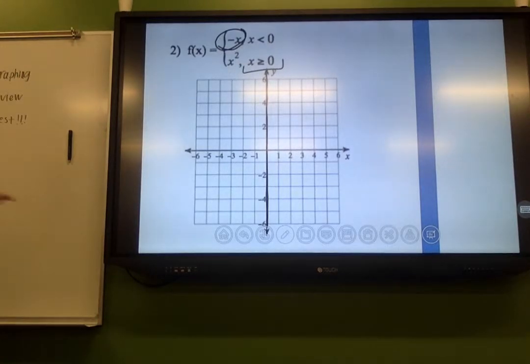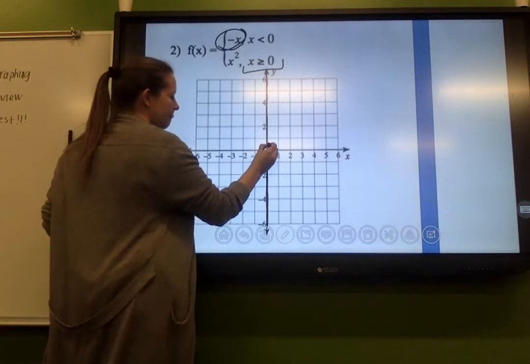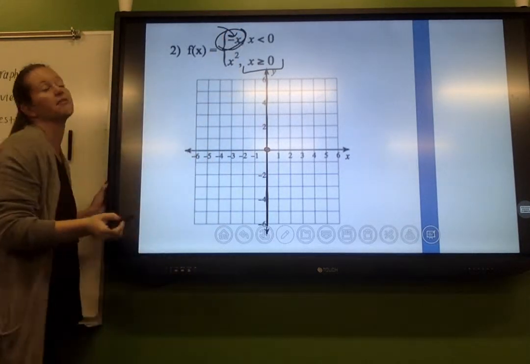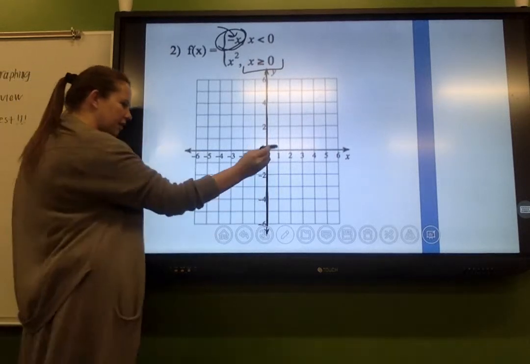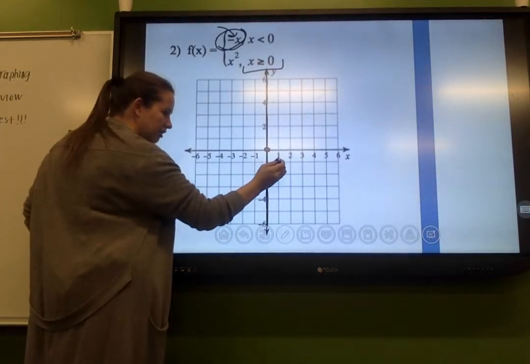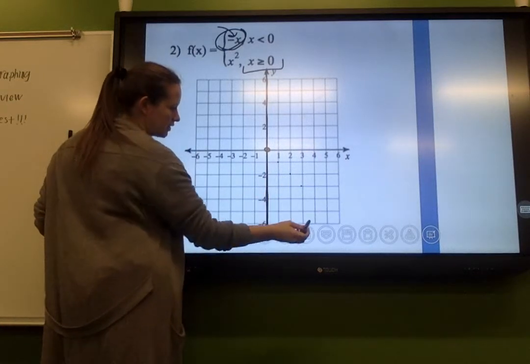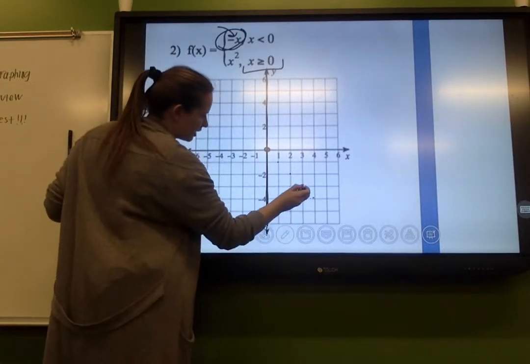Do we move it up or down? Nope, just 0. Start at 0 because there's nothing left. And then the slope is negative 1. That's your slope. So from 0, you go down 1, right 1. Down 1, right 1. Down 1, right 1. This is your line. So draw your line the whole way.